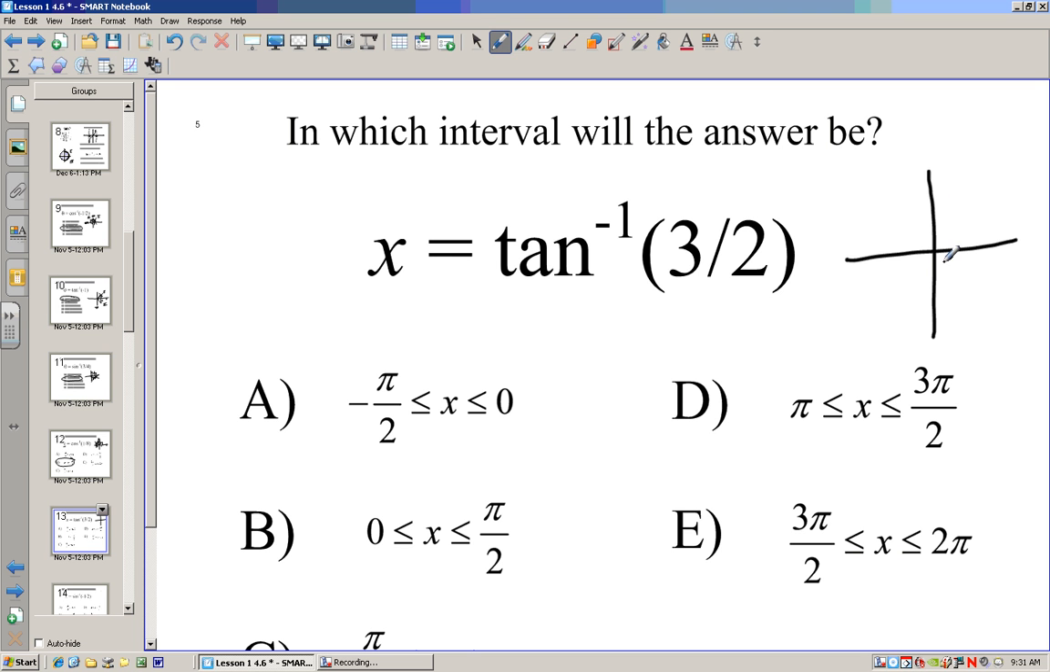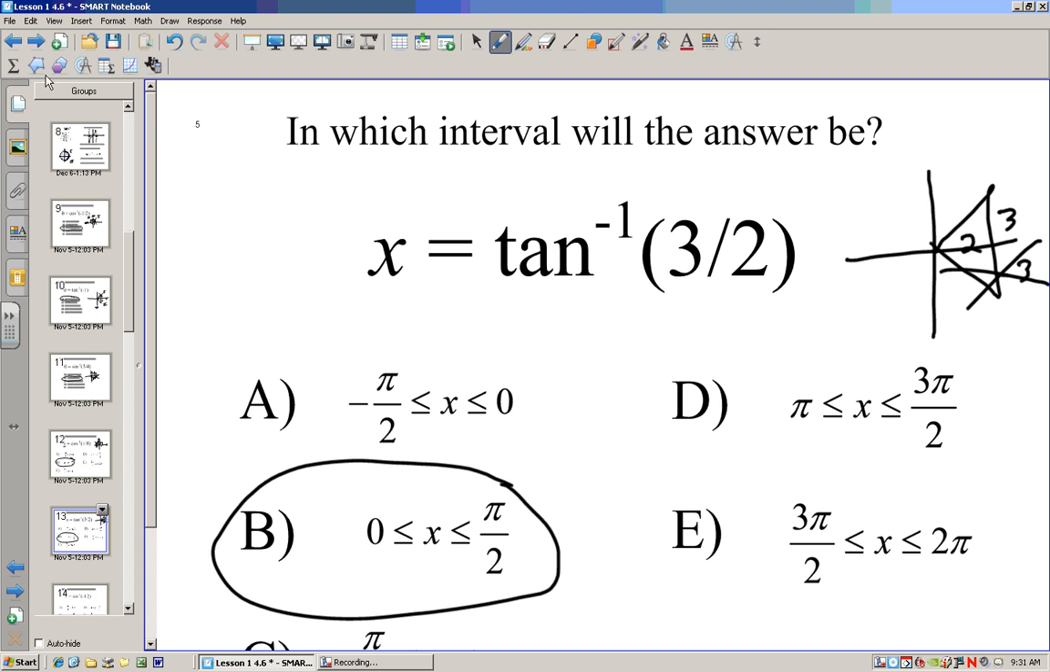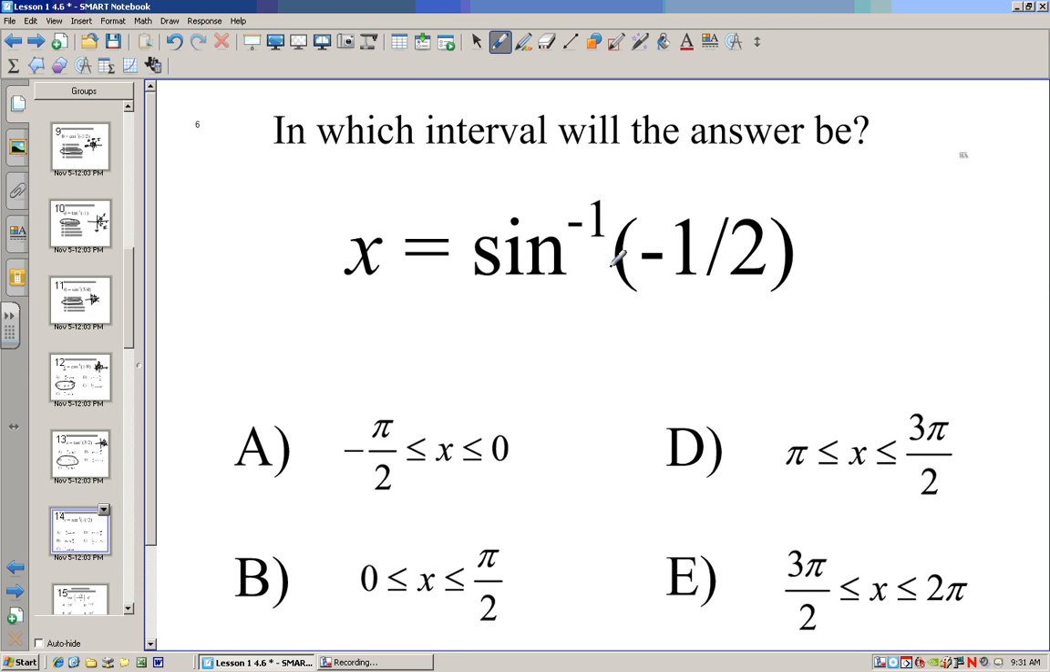Inverse tangent of 3 over 2. Tangent is in 1 and 4. So 3 over 2. This would be -3 over 2, so that won't work. So it would also be between 0 and pi over 2. Inverse sine of -1/2. That's in quadrants 1 and 4. 1, 2, -1, 2. The top would give you a positive answer, so that won't work. So that's between -pi over 2 and 0.